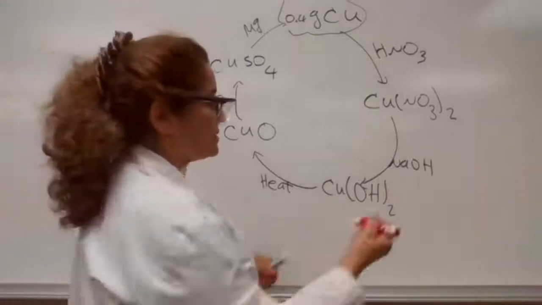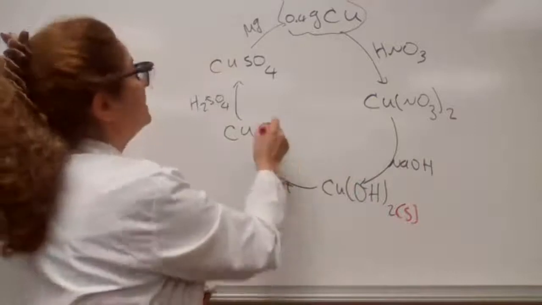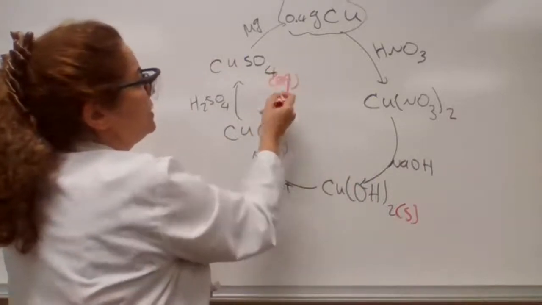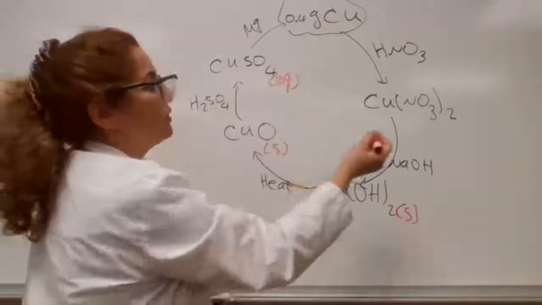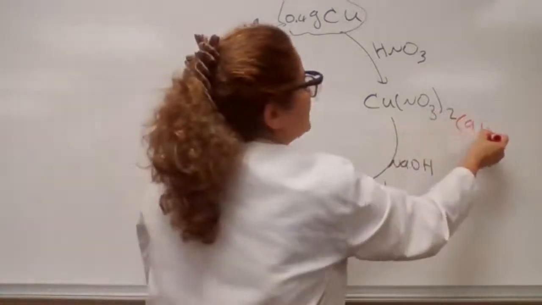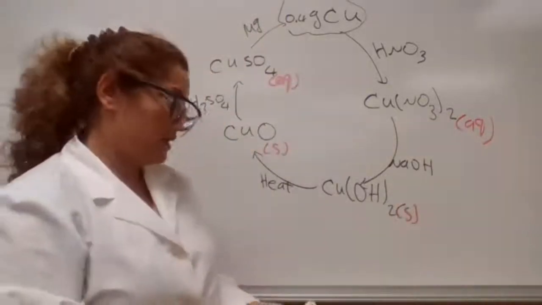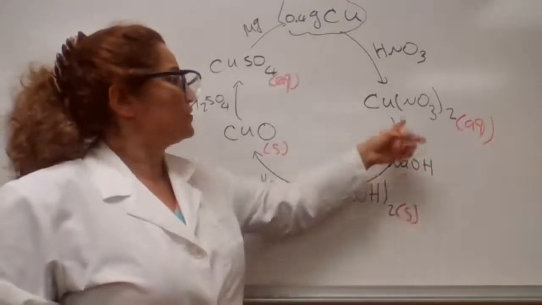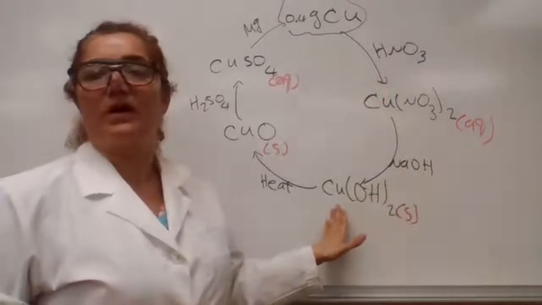Like this compound is solid. Use S for solid. That's solid. This compound is an aqueous solution. AQ stands for a compound that is soluble in water. And then copper nitrate is also an AQ, which means it's soluble in water. So if you don't add enough sodium hydroxide to this solution, you're not going to get enough of the solid for the next step.